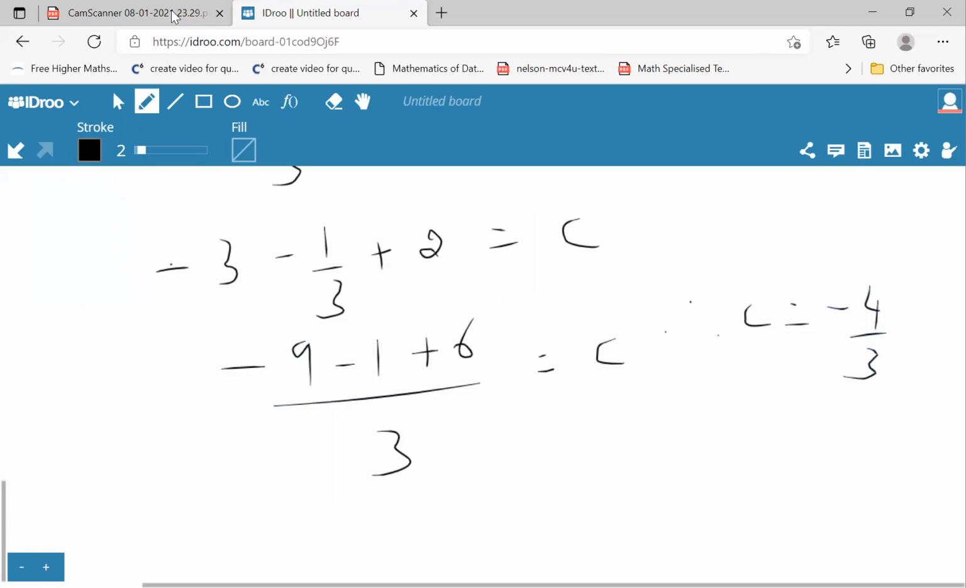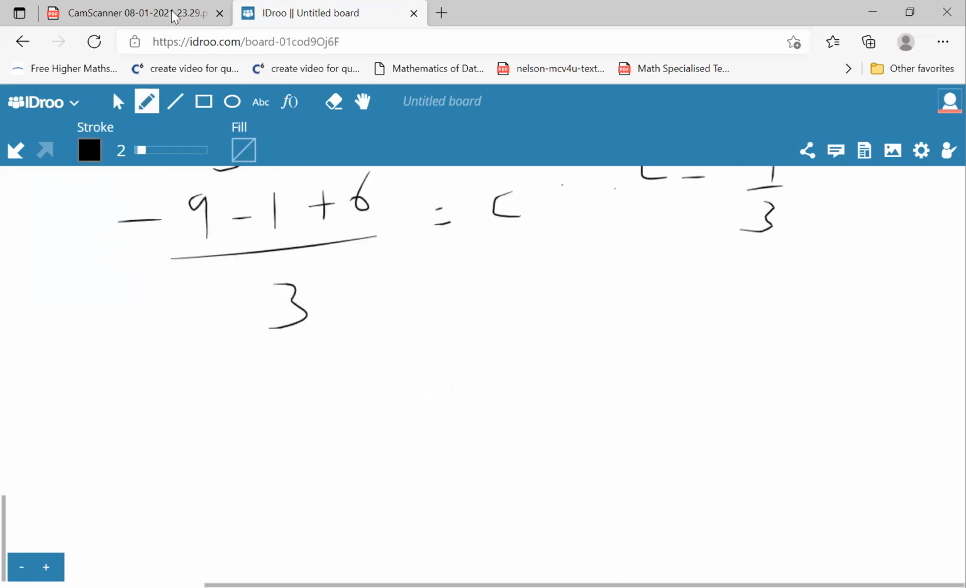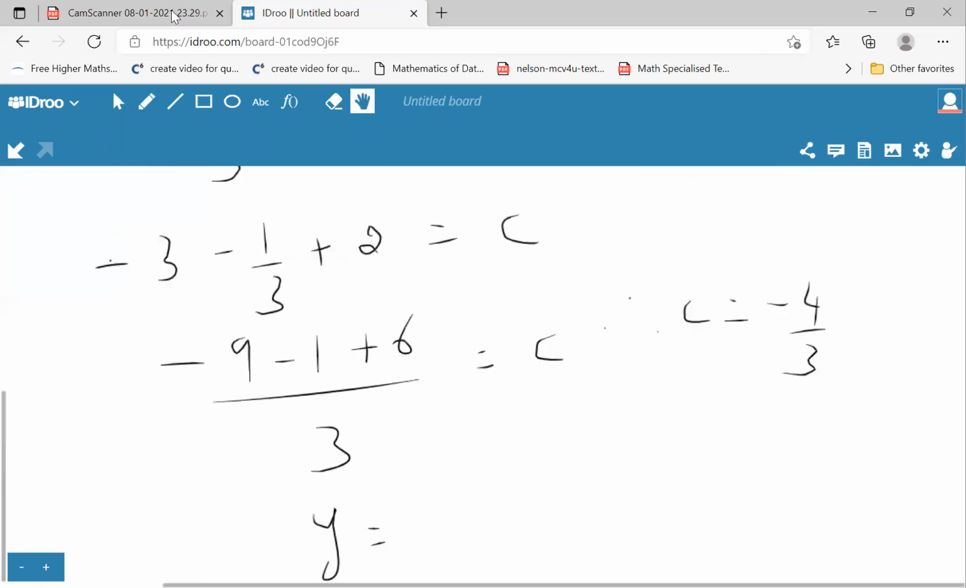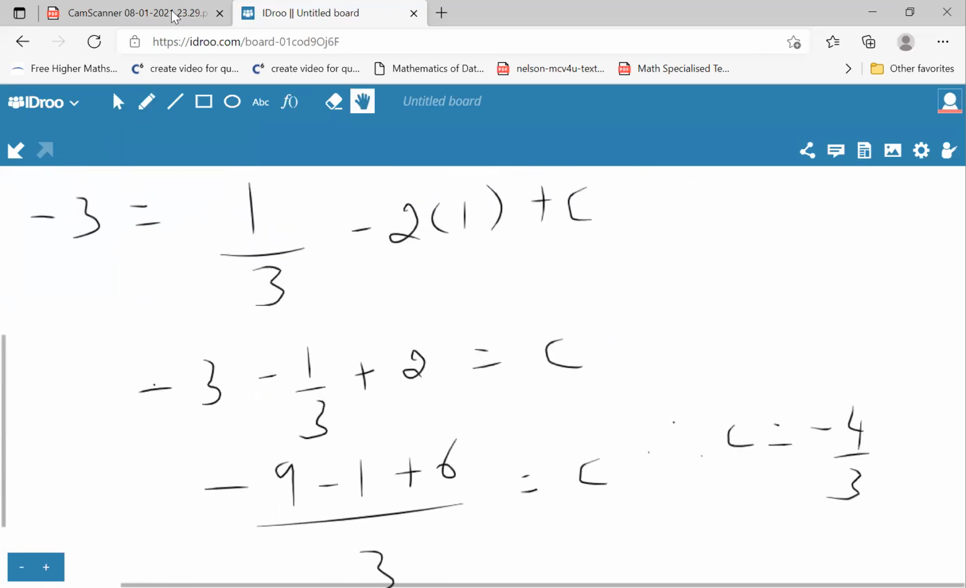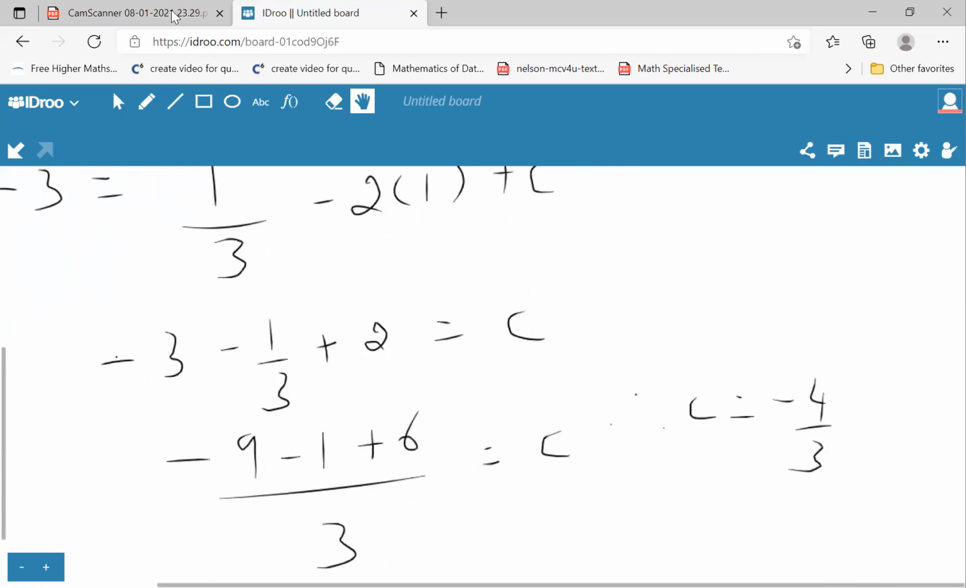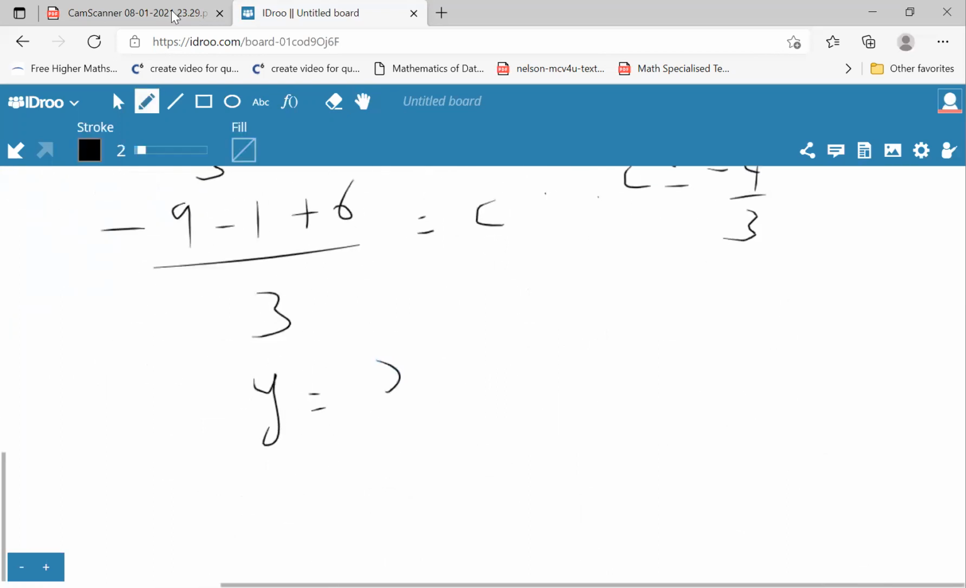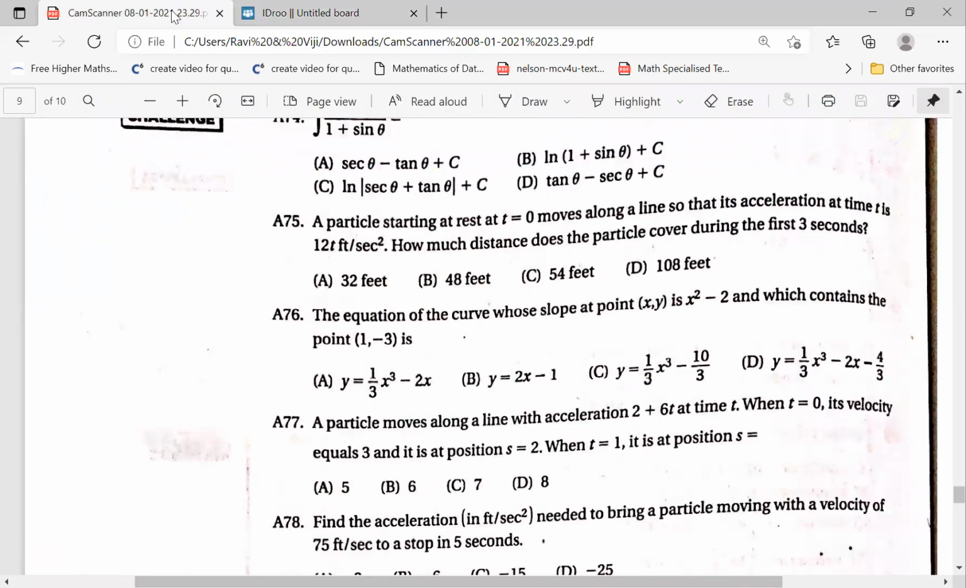Therefore, the equation of the curve is now going to be y is equal to, in the place of c, we can now put it as minus 4 by 3. So x cubed by 3 minus 2x minus 4 by 3. So we can see that option D is the correct answer.